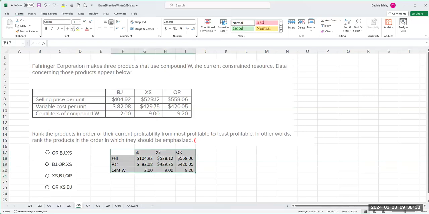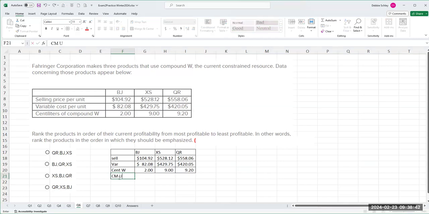Okay, so essentially that's the information they gave me. So now I need to figure out what the contribution margin per unit is. And that's going to be the selling minus the variable expenses equals contribution margin per unit. And I'll just drag that across, right? So it just takes those in each column for each unit.